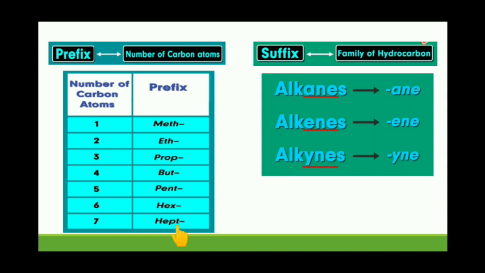Now suffix. If the hydrocarbon belongs to the alkane family, where 2 carbon atoms are bonded with a single covalent bond, then the suffix is ane. If the hydrocarbon belongs to the alkene family, that is carbon to carbon double covalent bonds, then the suffix is ene. And if the hydrocarbon belongs to the alkyne family, then it contains a carbon to carbon triple covalent bond, and hence its suffix will be yne.